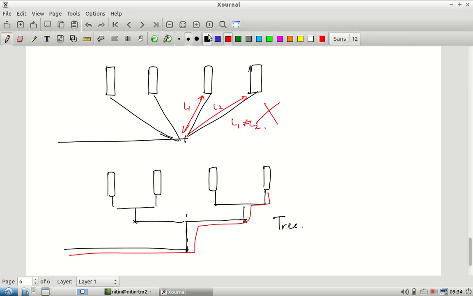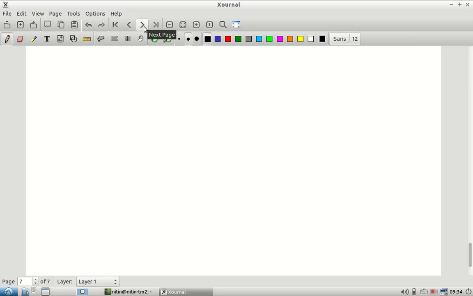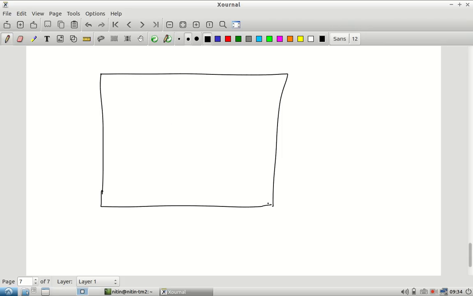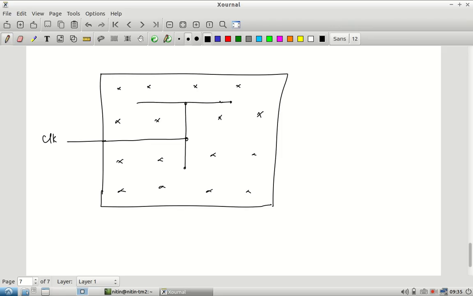How do you extend this to an arbitrary circuit which has flip-flops all over the place? Let's say that these are the locations of the flip-flops, and the clock is coming in here. Once again, you would probably do something similar. Go up to the midpoint, divide the entire circuit into two, branch off in each direction. Again, branch off.